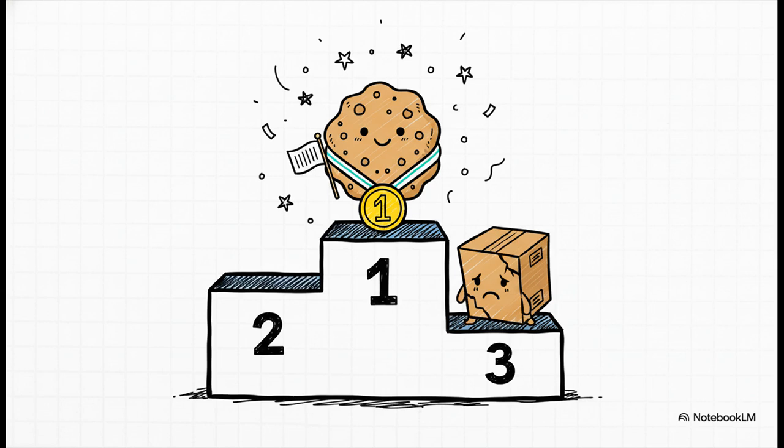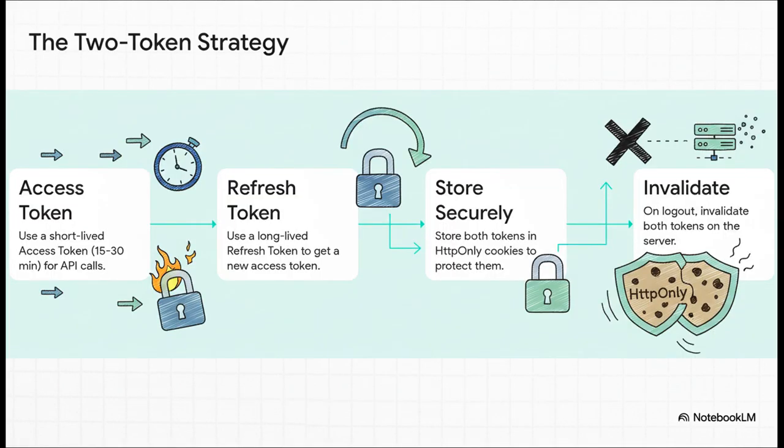All right, after looking at all of the evidence, the verdict is in and it's a knockout. When it comes to storing something as sensitive as an authentication token, the built-in security features you get with HTTP-only cookies make them the clear, hands-down winner over local storage. But wait, there's more. Modern security best practices add another really smart layer on top of this. It's called the two-token strategy.